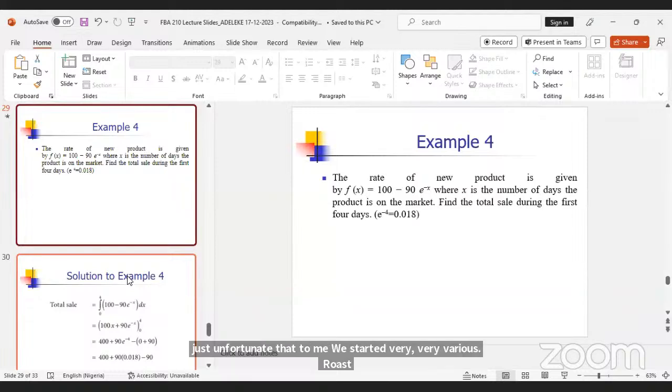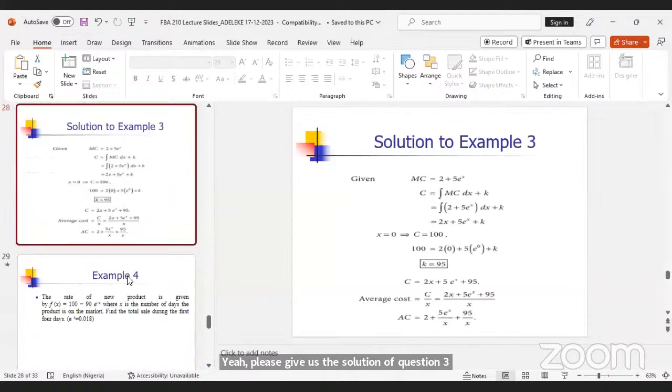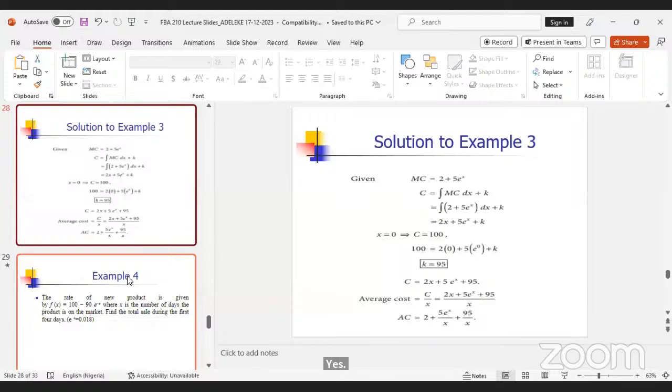Sir, please go back to the solution of question 3. Okay, I should go through the solution again and look at the solution. That was why I kept quiet for a while. I wanted you to have a look at it.